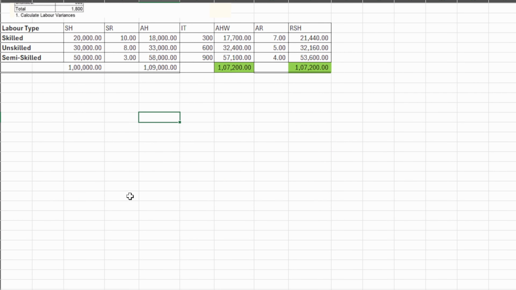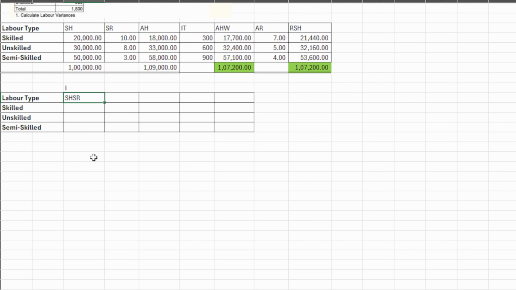Now I will go to second step, which is computation of factor. So first is SHSR. There is no change in this. I call it as 1. After that, the last one, fourth, I call it as AHAR. Again, in this also there is no change. So I call it as 4. Second one is RSHSR. Again, there is no change in this.